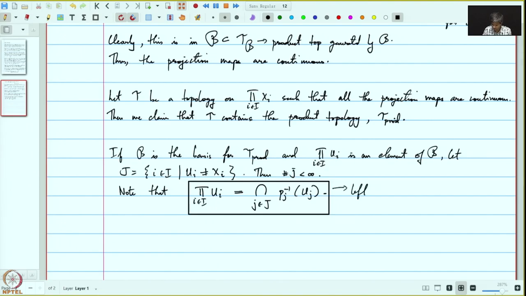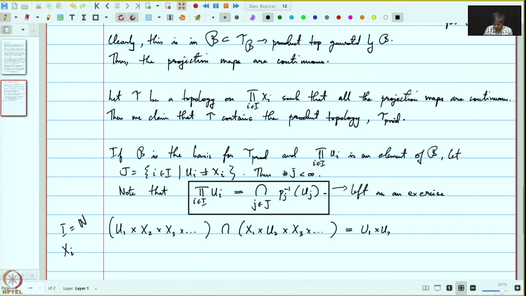This is left as an exercise. For instance, if we have U1 cross X2 cross X3 and so on, let's say our I is the natural numbers, and we have topological spaces Xi for each i in N. Then this intersected with X1 cross U2 cross X3 and so on is equal to U1 cross U2 cross X3 cross X4 and so on. So this is roughly the basic idea. Using this, we can easily prove this assertion.